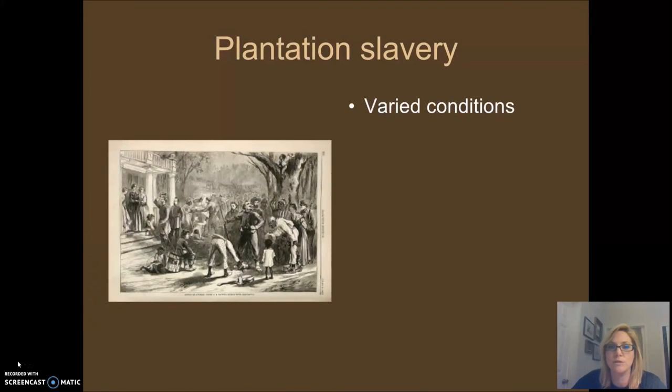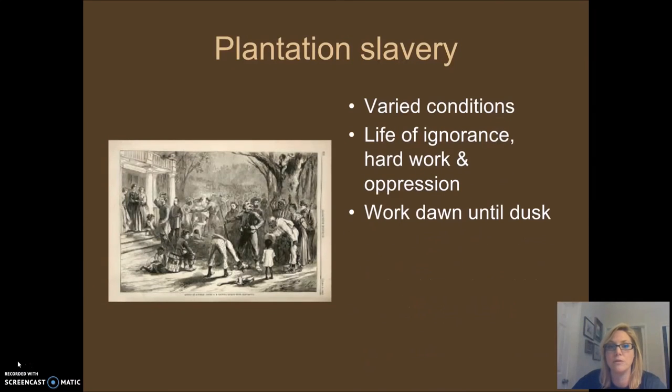Plantation slavery was, at its best, forced labor, at its worst, horrible, horrible conditions. If you were a slave, you lived a life of ignorance, hard work, oppression. You were prevented from really bettering yourself. You were prevented from educating yourself. It was illegal to receive an education.